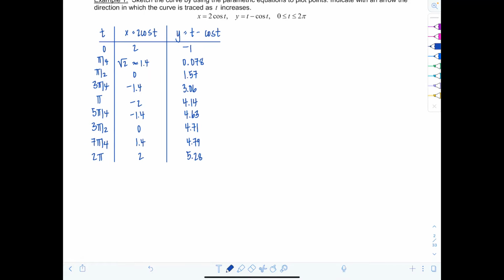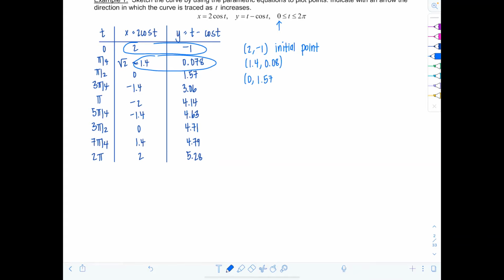Okay, so here's how it works if you've never seen parametric equations before. This right here is our first ordered pair. That's actually going to be the initial point on our graph. So 2, negative 1, that's our initial point. And then here's our next ordered pair, 1.4, 0.08, so on and so forth, 0, 1.57. I don't normally list them out, but I will. It'll just make it easier to graph, and in case you've never seen these before, I think it'll help.